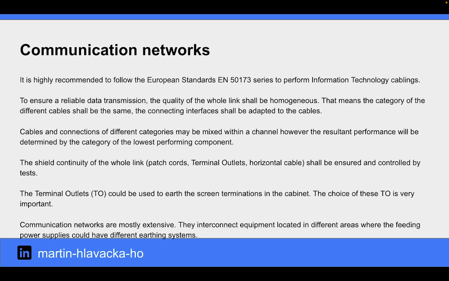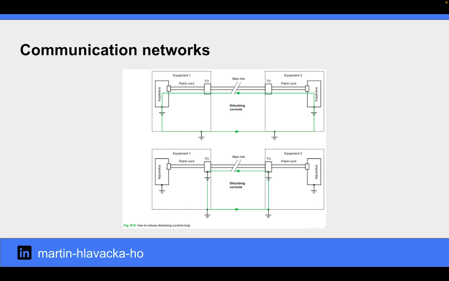The shield continuity of the whole link should be ensured and controlled by tests. The terminal outlets could be used to earth the screen terminations in the cabinet. The choice of these terminal outlets is very important. Communication networks are mostly extensive. They interconnect equipment located in different areas where the feeding power supplies could have different earthing systems. This figure demonstrates how to reduce disturbing current loops.